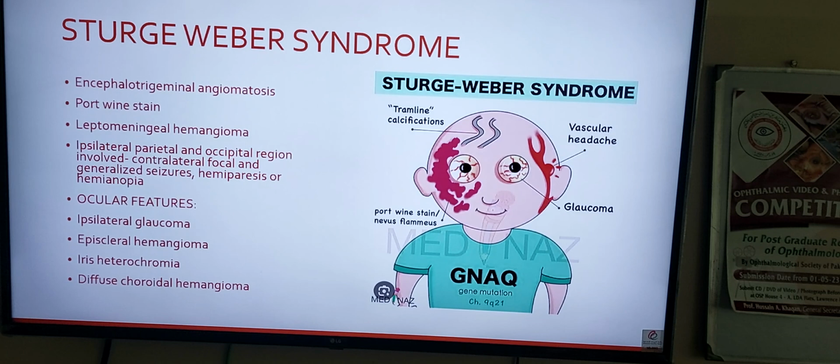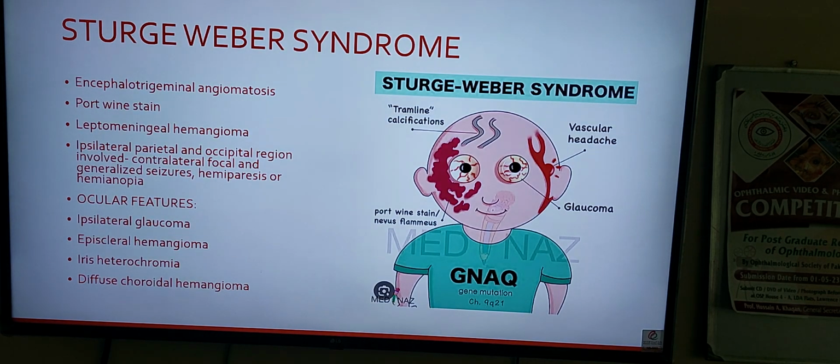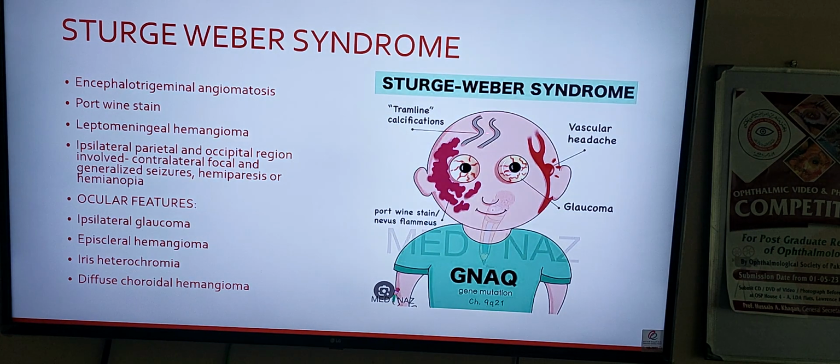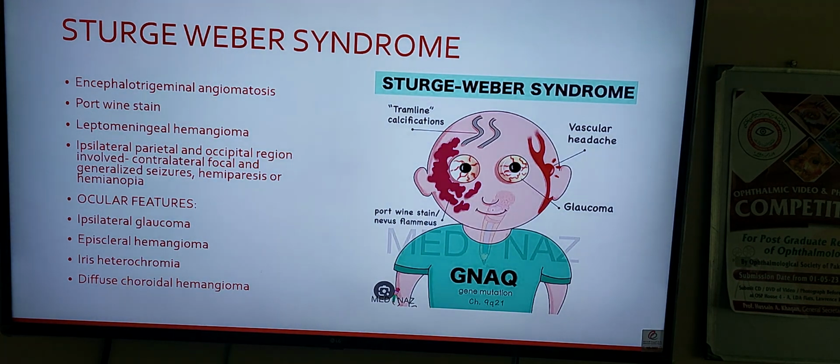Whenever a patient with port wine stain comes, we have to rule out other symptoms of Sturge-Weber syndrome as well. So what is Sturge-Weber syndrome? It is encephalotrigeminal angiomatosis, and it has a triad of port wine stain, increased IOP and buphthalmos, and vascular headache. And on radiology, the tram-line calcifications are pathognomonic of this disease.